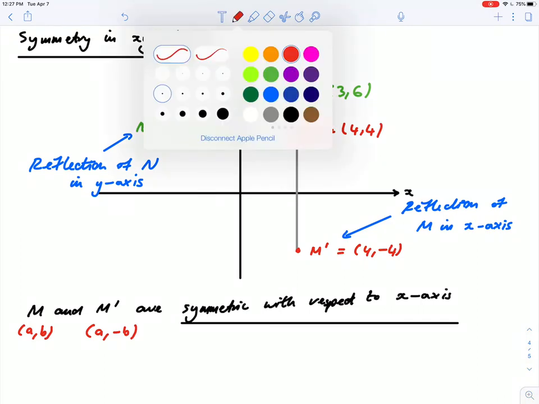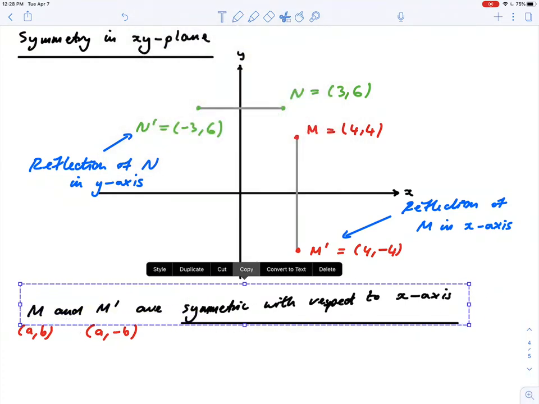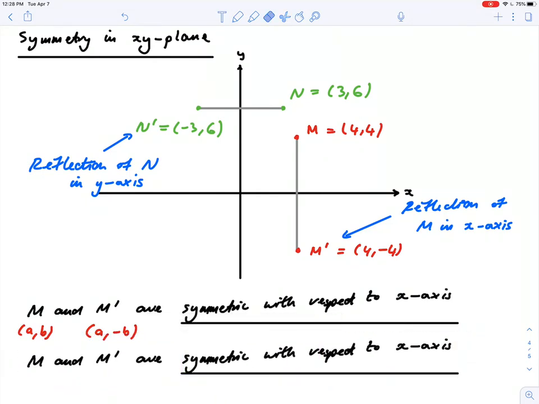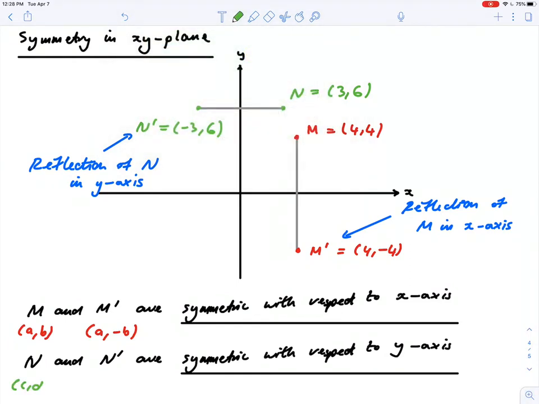Similarly, we have exactly the same basic idea, but symmetry in the y-axis, don't we? So what is symmetric in the y-axis? Well, we would say N and N prime are symmetric with respect to the y-axis. And what would the notation be again? If I had (c, d) here as my coordinates, then we can see up here it's the x that switches. So this would become (minus c, d).